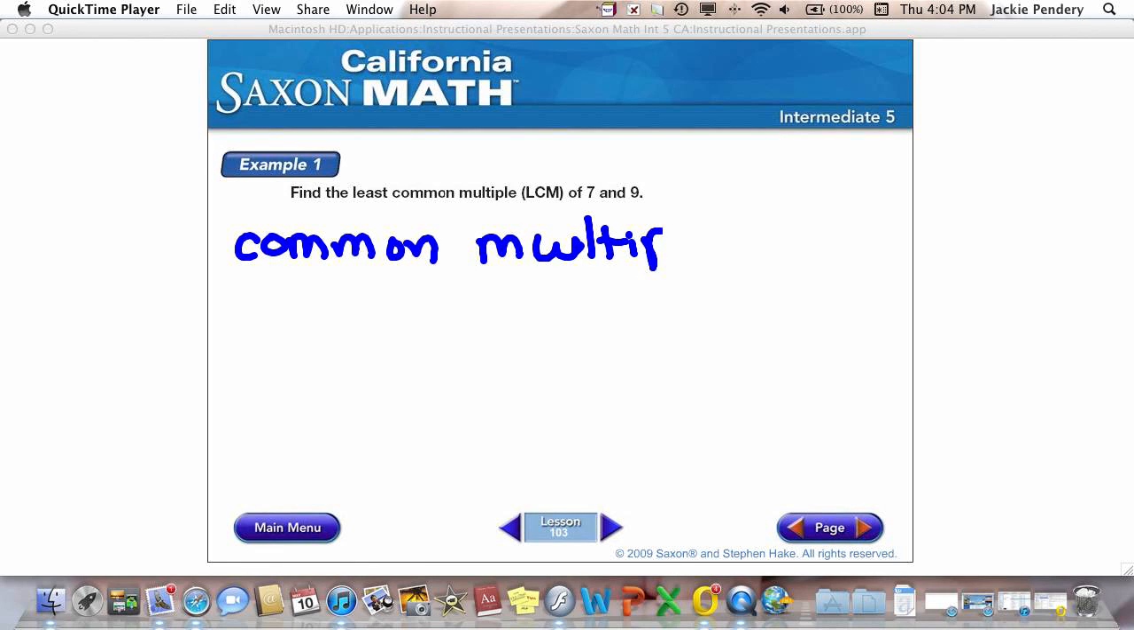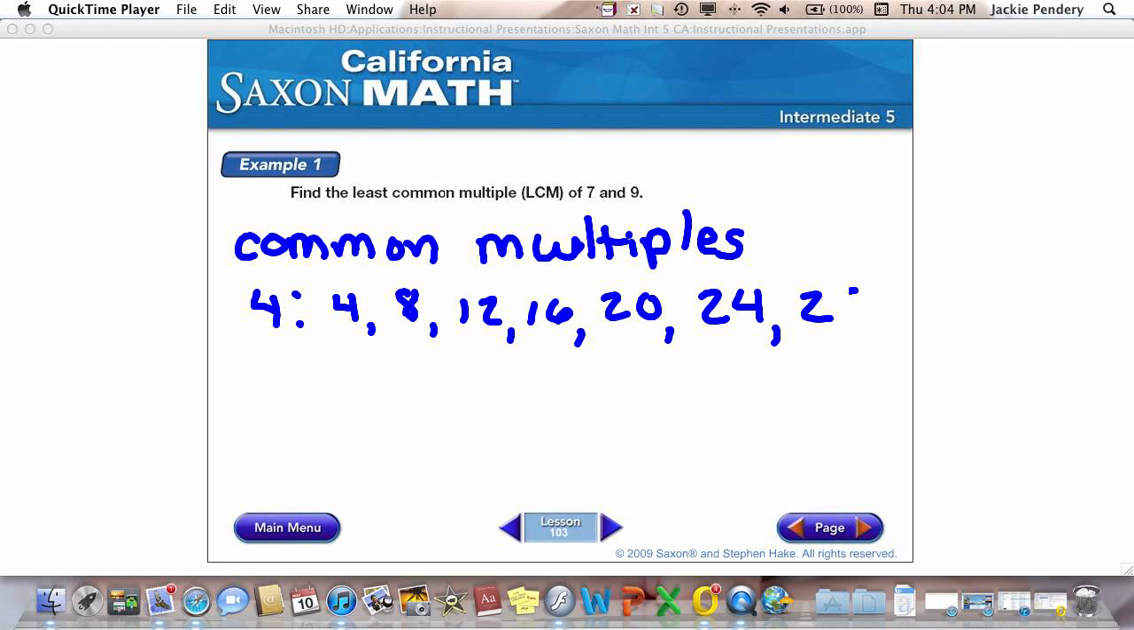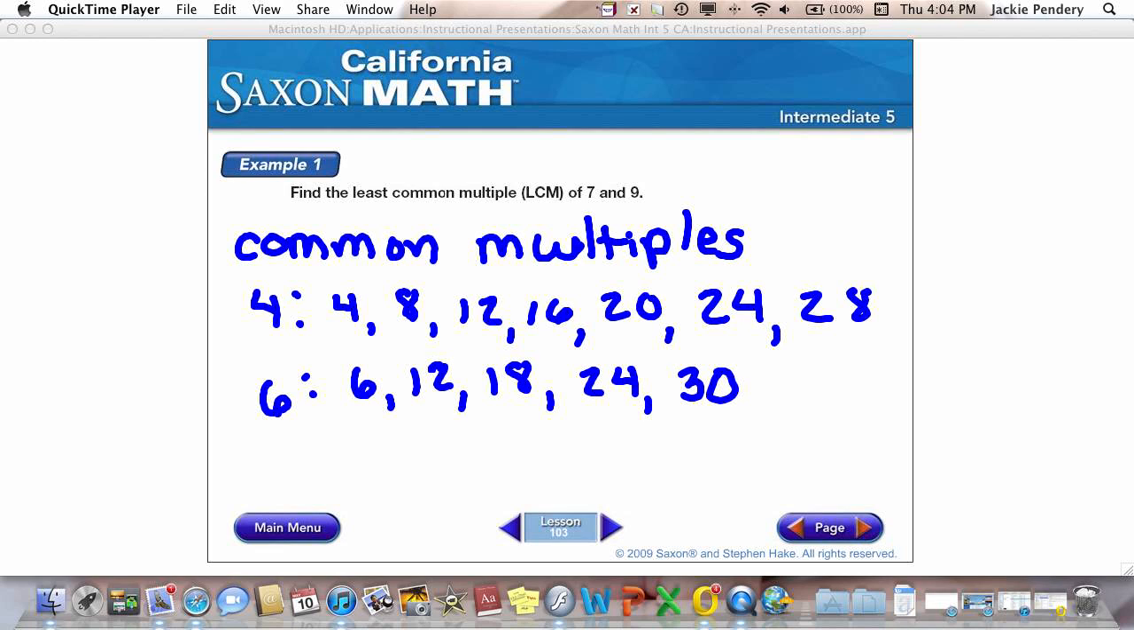A multiple is a number that a factor will go into. So for example, the multiples of 4 are 4, 8, 12, 16, 20, 24, 28, etc. The multiples of 6 are 6, 12, 18, 24, 30, and so on. So a multiple is a number that you can multiply with something to get a number. So 4 times 1 is 4. It's a multiple. So a common multiple are numbers that two numbers have in common.